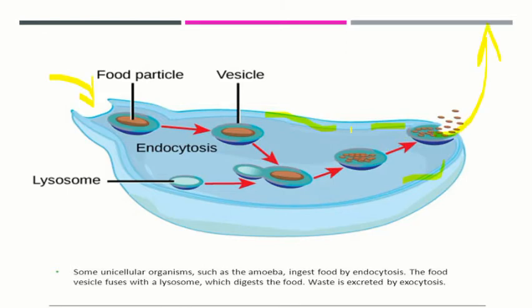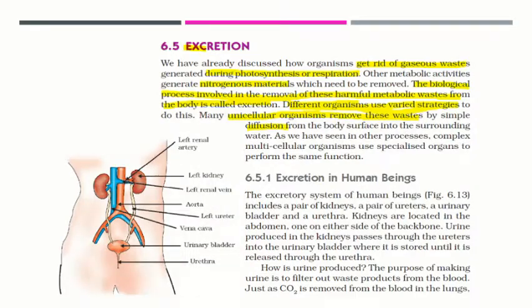out. So these organisms live in water all the time, 24 hours, 365 days. So it requires only minimal complexity in the structure. So this is called simple diffusion. So the author has given the meaning of unicellular organisms and how they remove the waste.